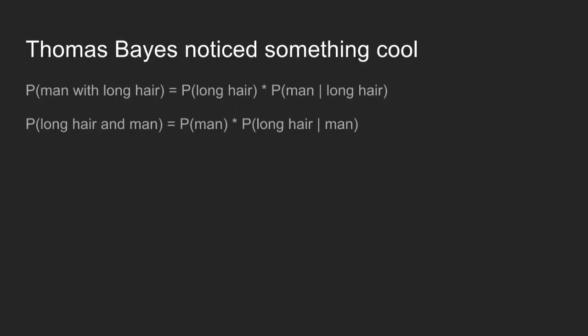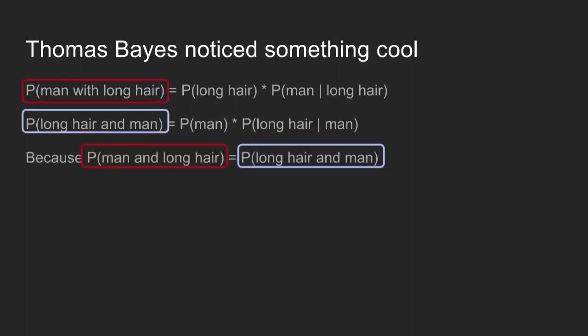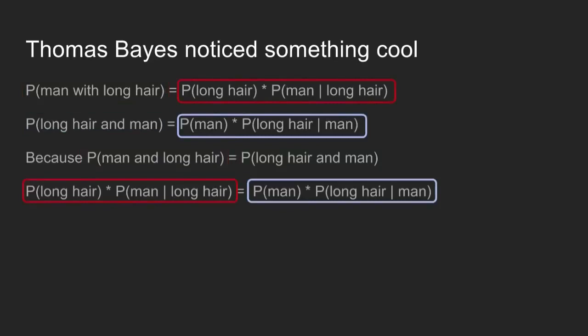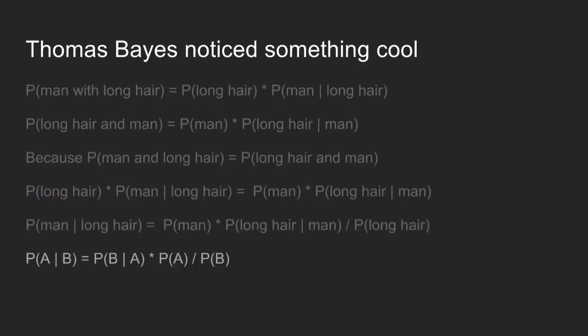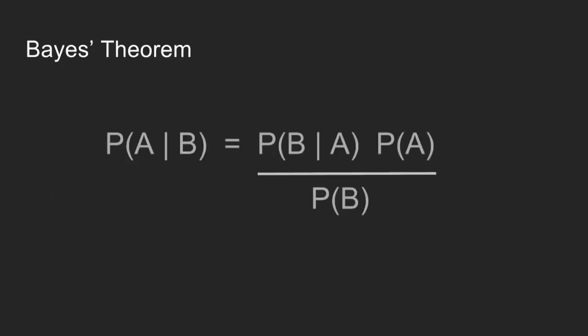Now, these are different formulas, but remember, joint probabilities don't care about the order. So these two things are equal, which means the stuff that they're equal to on the other side are also equal to each other. And we can do a little algebraic sleight of hand. And now we have a formula for what we want to know. If someone has long hair, what's the probability that they're a man? And we have this expression to the right. We can genericize that with A's and B's, and now we have Bayes' theorem, one of the top 10 most popular math tattoos of all time.